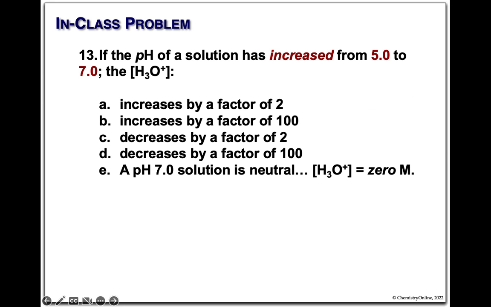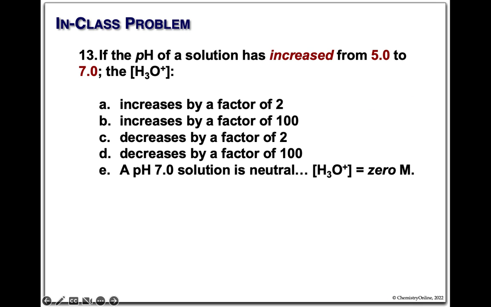pH, everybody's favorite. We have a solution with a pH of 5. We are increasing that to 7. What happens to the hydronium ion concentration? Does it increase by 2, 100, decrease by 2, or 100? Well, remember, if the pH is less than 7, it's an acidic solution. So we're starting with something that's acidic, and we're going to something that's neutral. So we're decreasing, aren't we?